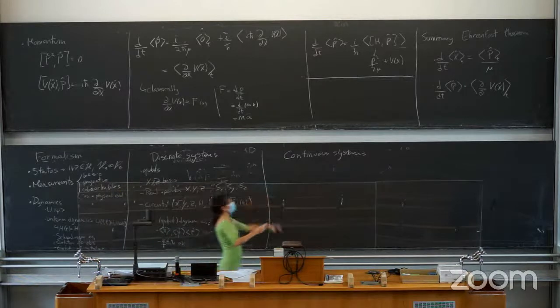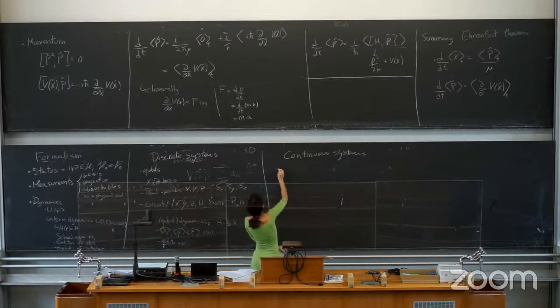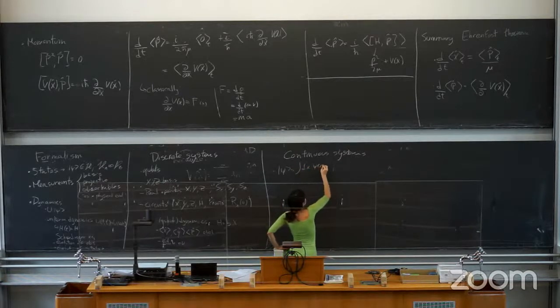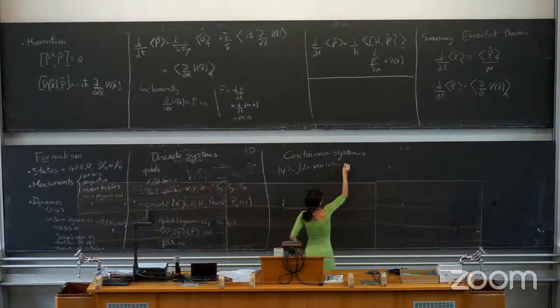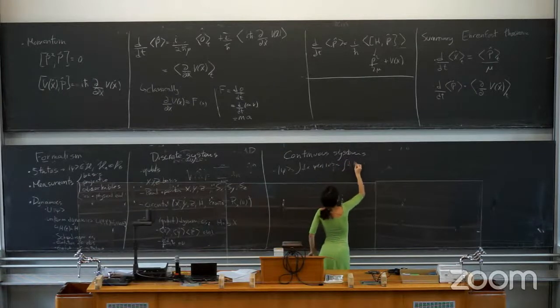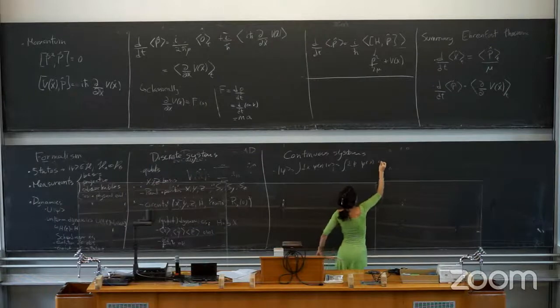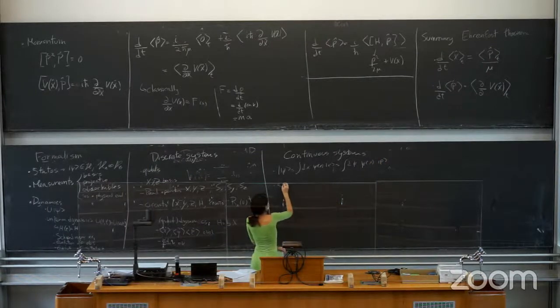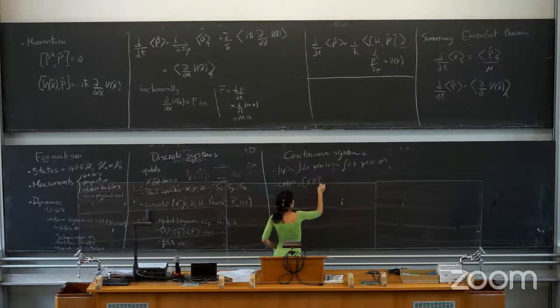For continuous systems, we talked about this expansion of a state in these two bases. We saw how to relate these two things. We looked at the inner product. We looked at all these commutators. And this is all there.